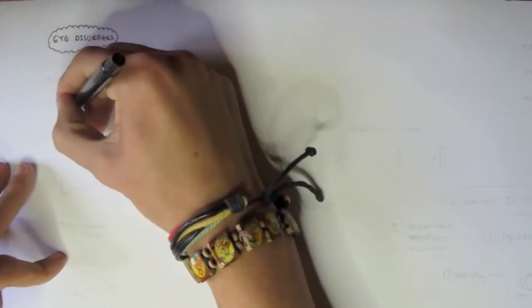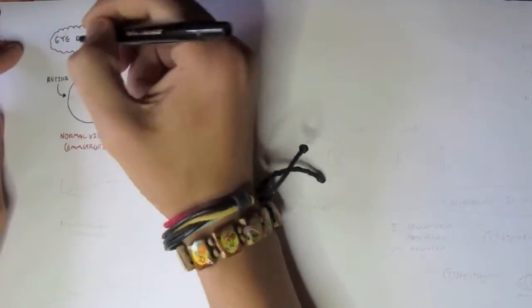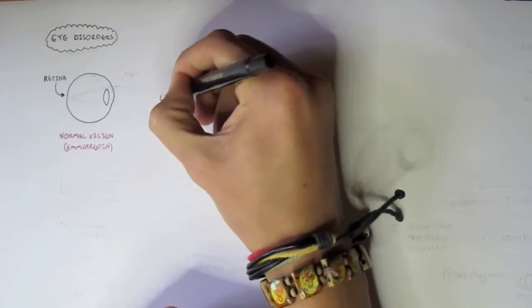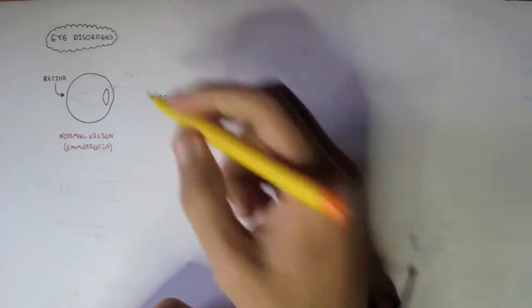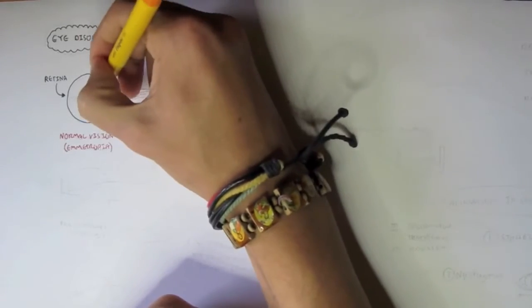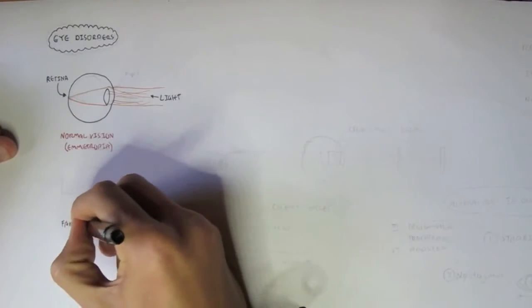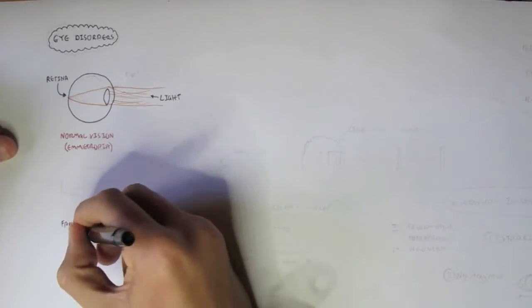So here we have an eyeball, the lens, and at the back of the eyeball we have the retina, our photoreceptors that receive light and send it to the brain. Light comes into our eyes this way, and the lens refracts the light and focuses it onto the back of the retina, where it then passes the information onto the optic nerve and to the brain. So that's how normal vision works.